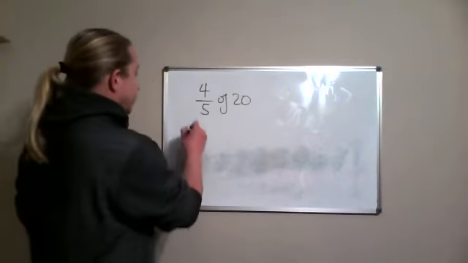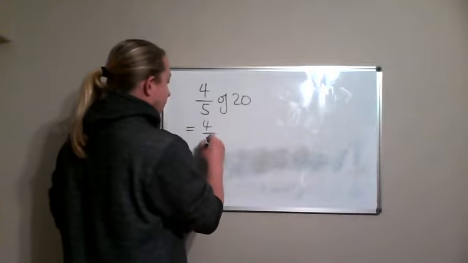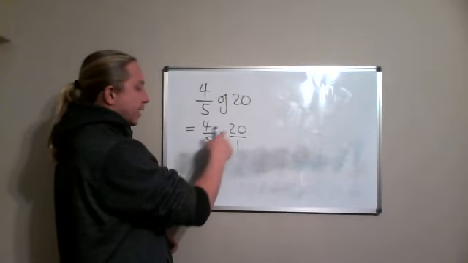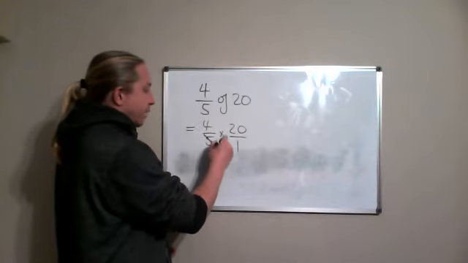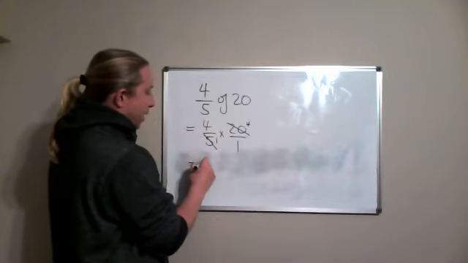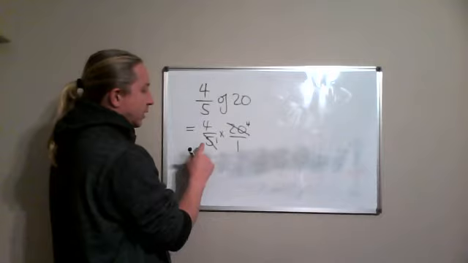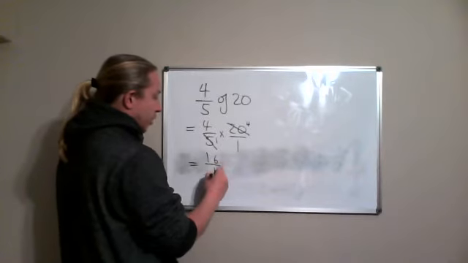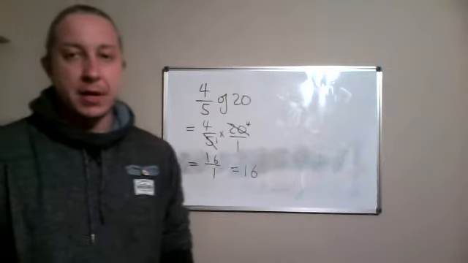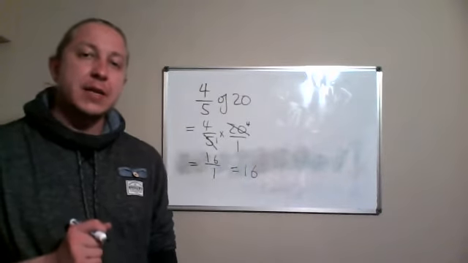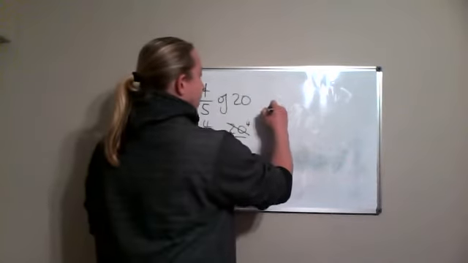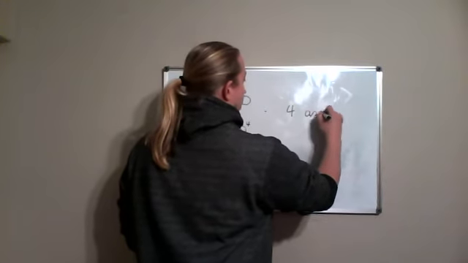4/5 of 20 equals 4/5 multiplied by 20 over 1. Here I can cancel the 5 and the 20, so I divide by 5, I get 1. Divide by 5, I get 4. So it's 4 times 4, which is 16, over 1 times 1, which is 1. So really, she has 16 crayons left. But remember, the question asks how many have gone missing. So we have to answer the question. We can say, therefore, 4 are missing.